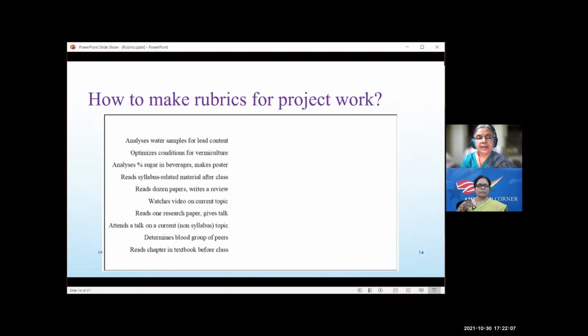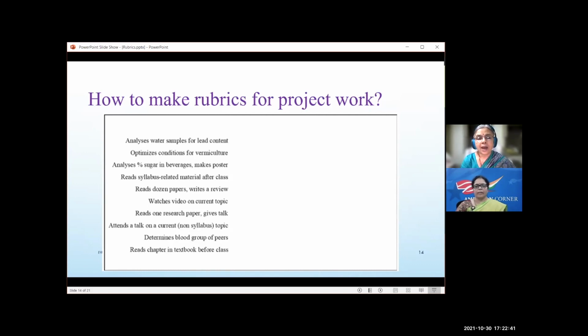Some person just read what you're going to teach, that's their project, that they have just read it before class, right? Another person read a number of papers and actually wrote a little review on it. One person came and said, like, I just watched a beautiful TED talk or something on this topic. That was their project, okay? Some person just read one paper, but then he gave a little talk about it, and so on, right? Some person went to a non-syllabus talk. They attended a talk in their neighborhood, some other place, right? And they came and said, I attended that talk, and so on, right?